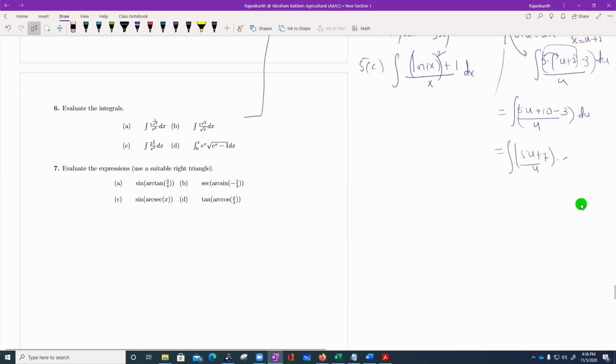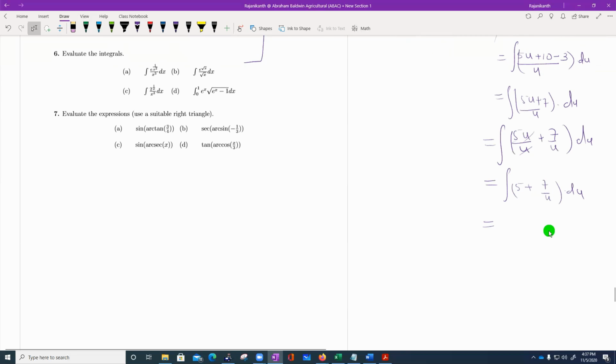Now split this into two fractions. So I could write this as 5u over u plus 7 over u. Now this u and that u will be cancelled. This is simply 5 plus 7 over u. Still we did not find the answer. Still we did not integrate.